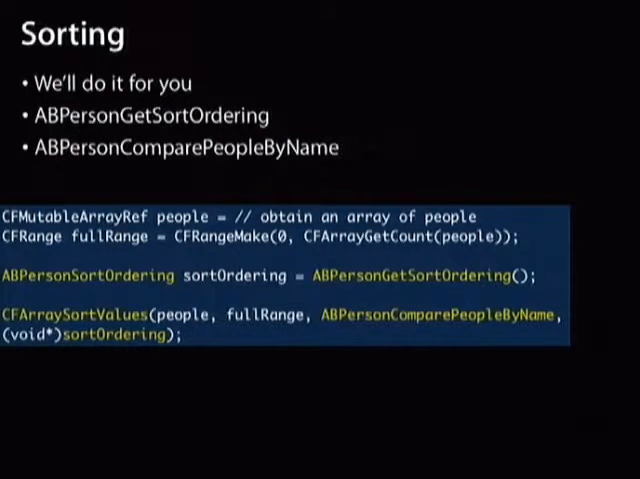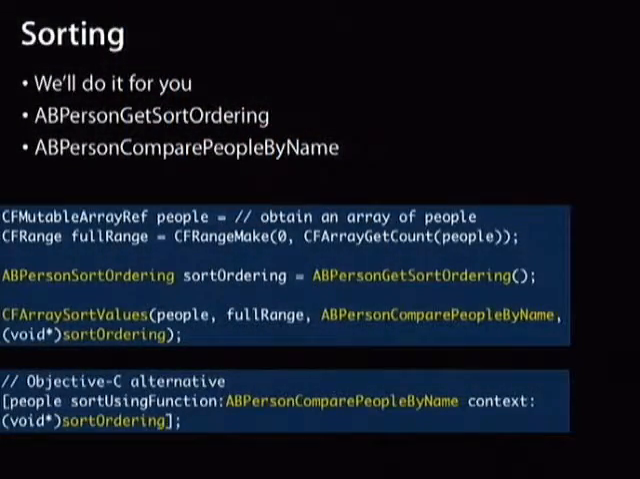The CF_array sort values is a CoreFoundation function. What it takes is the array, the range you actually want to sort, because you could want to just sort part of that array. And the third argument is a function pointer. ab_person_compare people by name is the actual function we're providing in the framework. Last one is important. It's the actual sort ordering. So pass in the sort ordering in there. If you really don't want to use what the user chooses, or if you have a separate preference for it or something, you can pass in your own sort ordering. But definitely pass a sort ordering in there.